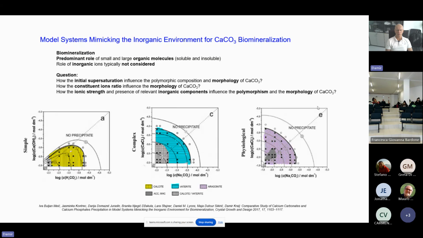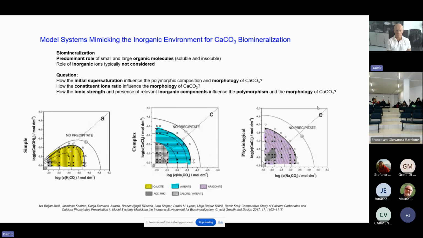The questions we put are: how the initial supersaturation can influence the polymorphic composition, but also the morphology of calcium carbonate; how the constituent ion ratio, so calcium and carbonate ions, influences the morphology; and also what is the role of ionic strength and the addition of relevant inorganic components. When I say relevant inorganic component, I mostly think about magnesium ions.